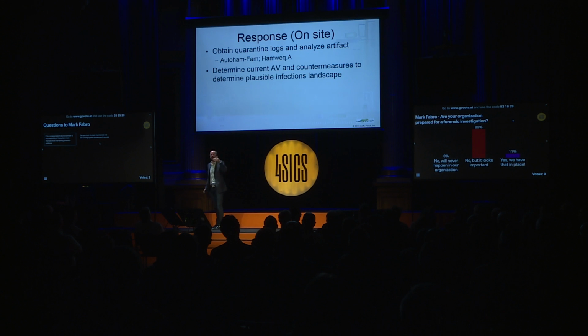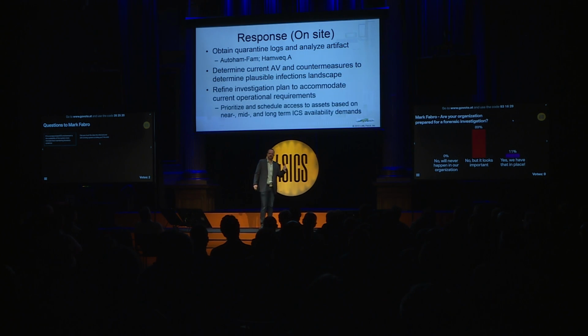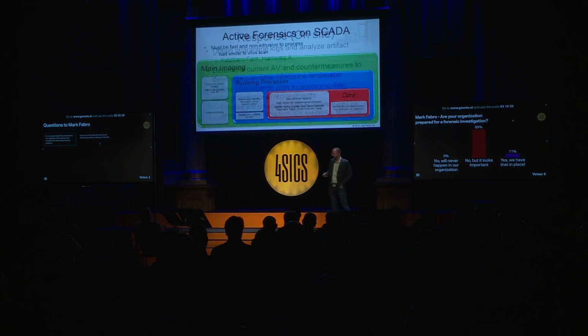We had to go and determine the existing antivirus countermeasures that were in place and look at the infection landscape. And this actually comes with, again, concurrent analysis with doing the spread mapping. We have to prioritize and schedule access to the assets based on what the asset owner is going to allow us to do. Let's break it down into three specific areas: you've got main imaging, you've got the process analysis, and then you've actually got the core. These are the concurrent functions that we've determined to be most useful when doing control systems.